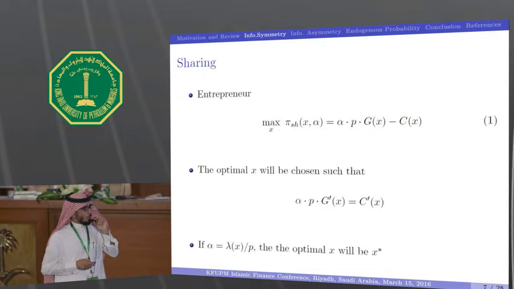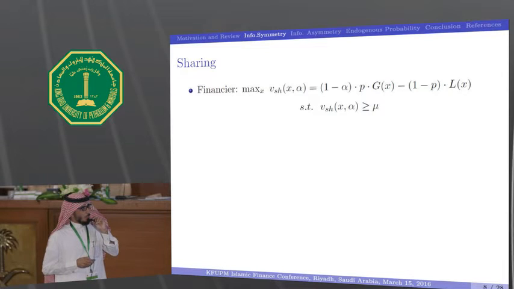The financier problem is the following. In gain states, he's going to get a fraction of the profit. He's going to bear the full cost of loss in the loss states. Subject to the constraint that the gain he is getting is greater than mu, which is a parameter for the opportunity cost of the fund he is giving to the entrepreneur.